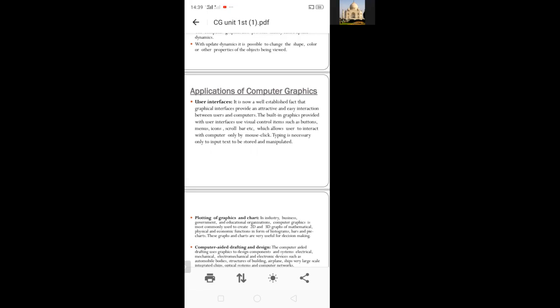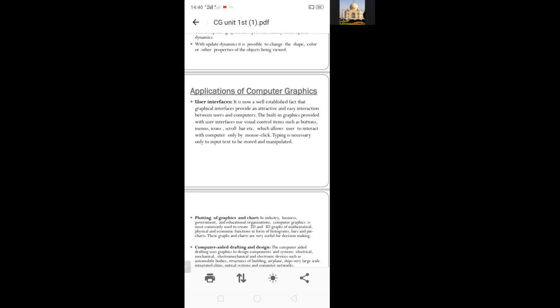The first one is the user interface. It is obvious that if the user interface is made using computer graphics, it is more interactive than textual interactions. It is now a well established fact that graphical interfaces provide attractive and easy interactions between users and computers. So it is obvious that it is understandable. What the computer wants to say is understandable by the system, by the admin or the user.